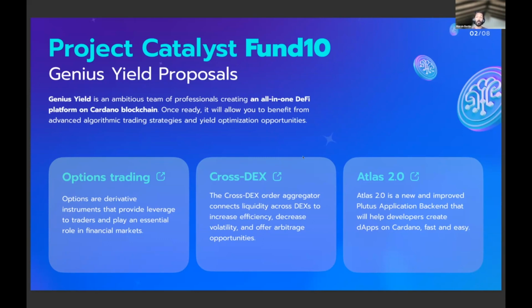Atlas 1.0 has already been released. It is basically the main Plutus backend that is running Genius Yield and Genius X at the moment, and it's also used by other projects. You may have heard of the PAB, the Plutus Application Backend, or Lucid. These are similar solutions that allow you to interact with contracts, build transactions, and then submit them to the chain. They represent both the on-chain interaction and the off-chain transaction building and coin selection. So as you can imagine, it's a core piece of infrastructure for any dApp on Cardano.